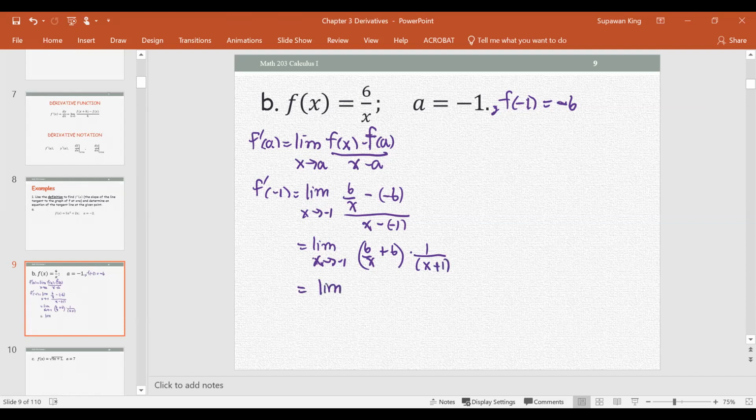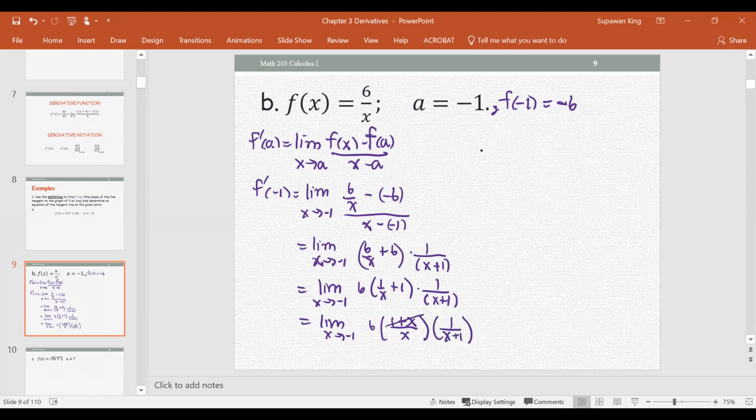In the numerator, 6 over x plus 6, we see the common factor 6. Factor it out to be 6 multiplied by the quantity 1 over x plus 1, and then multiplied by 1 over x plus 1 as x approaches -1. Find the common denominator for the first factor, which is x. The numerator is 1 plus x, and multiply by 1 over x plus 1.